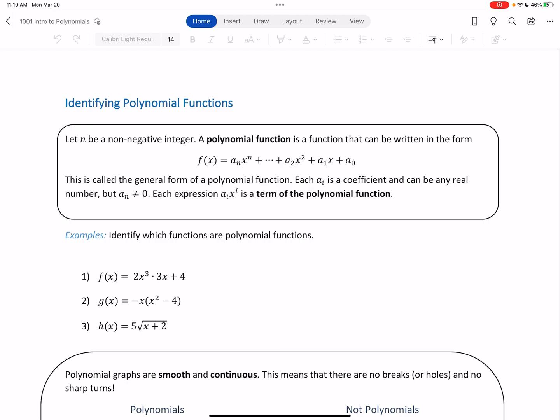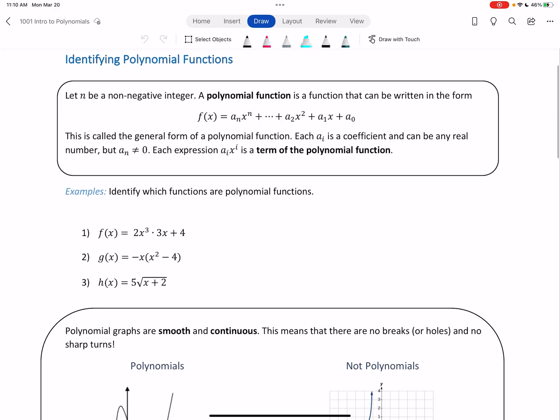So a polynomial function can be written in the form a_n x^n + a_(n-1) x^(n-1) + ... + a_2 x^2 + a_1 x + a_0. Basically, you want only powers of x that are positive whole numbers, with coefficients in the front, okay?